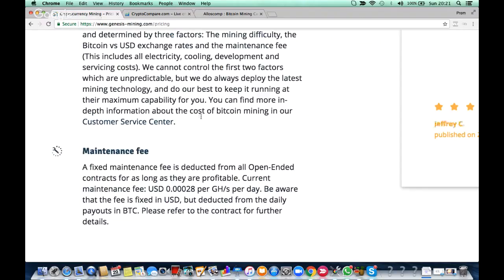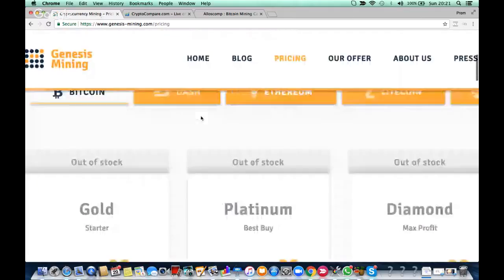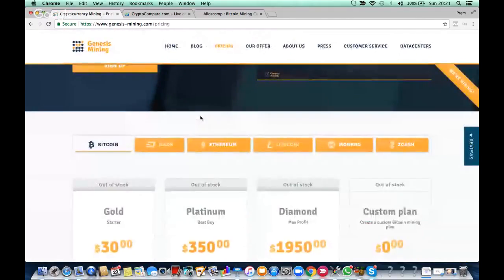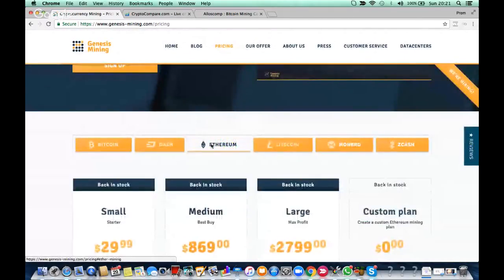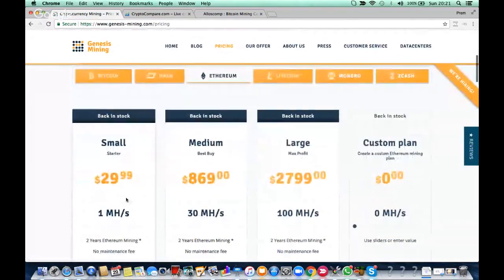Now let's have a look at something else. That was just Bitcoin, right? So let's have a look at Ethereum. There we go. There's Ethereum. Now Ethereum has a different power structure, so you're measuring it in mega hash instead of giga hash. Doesn't really matter. Don't worry about it too much.